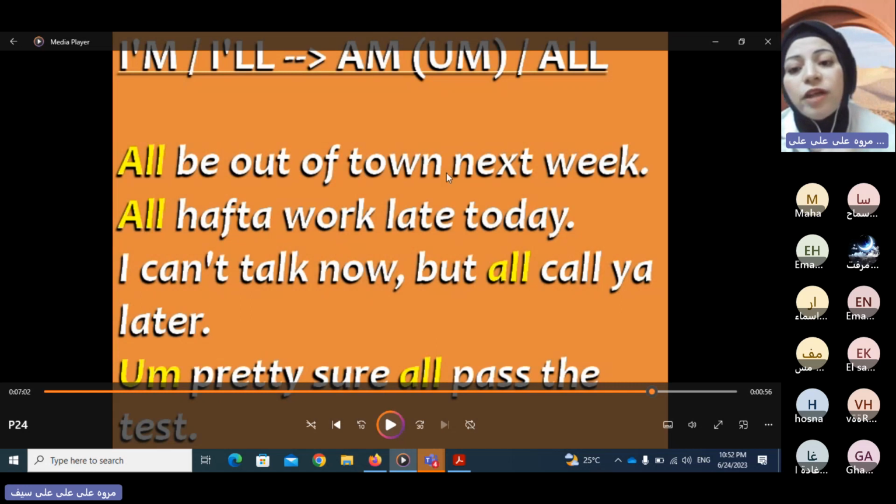And the words next week: we have two consonants here, at the end of one word and at the beginning of the second word. So we omit one of these, and this is elision. We call it next week. So the sentence is going to be: I'll be out of town next week.